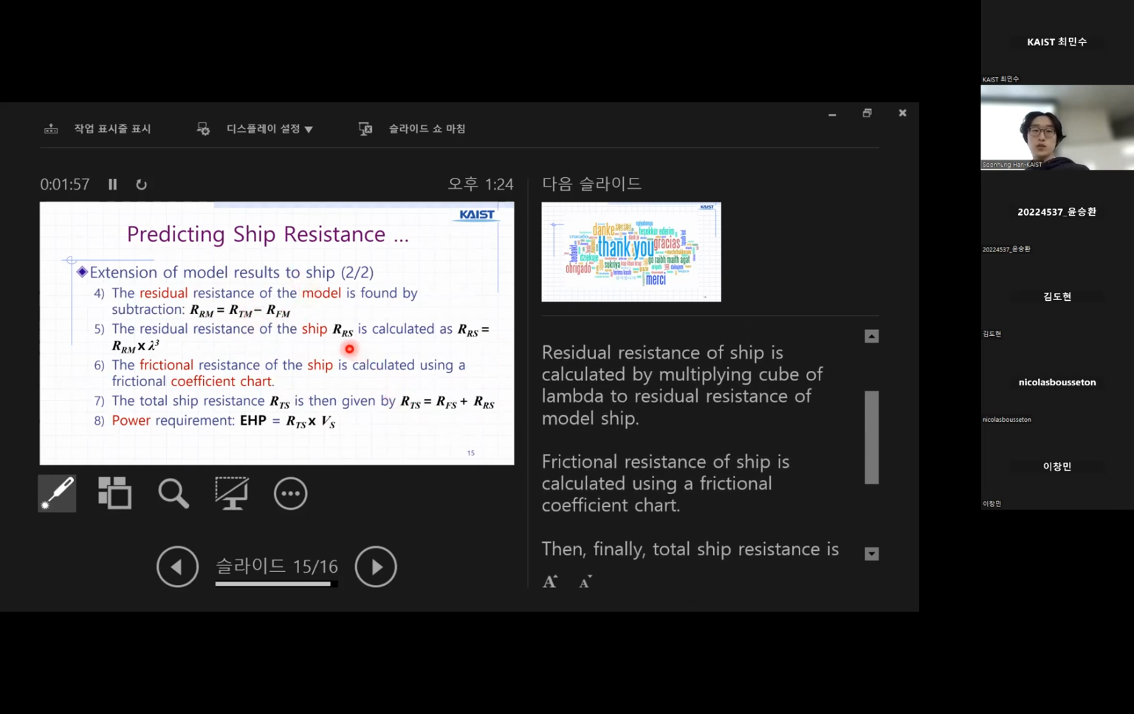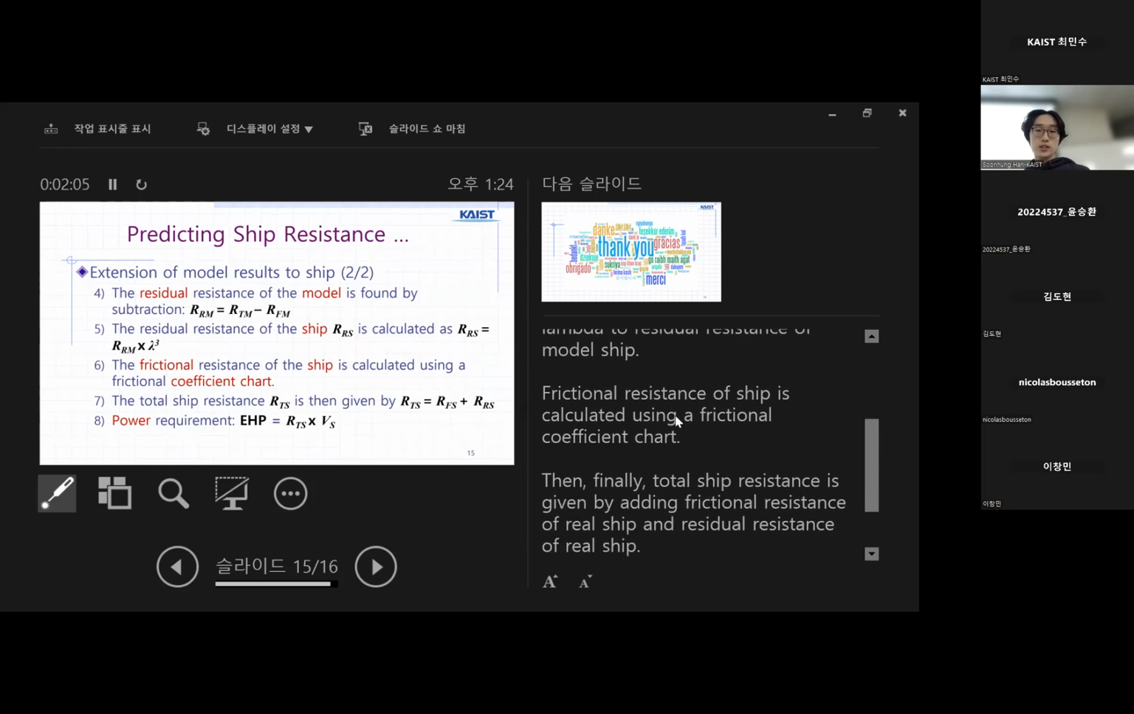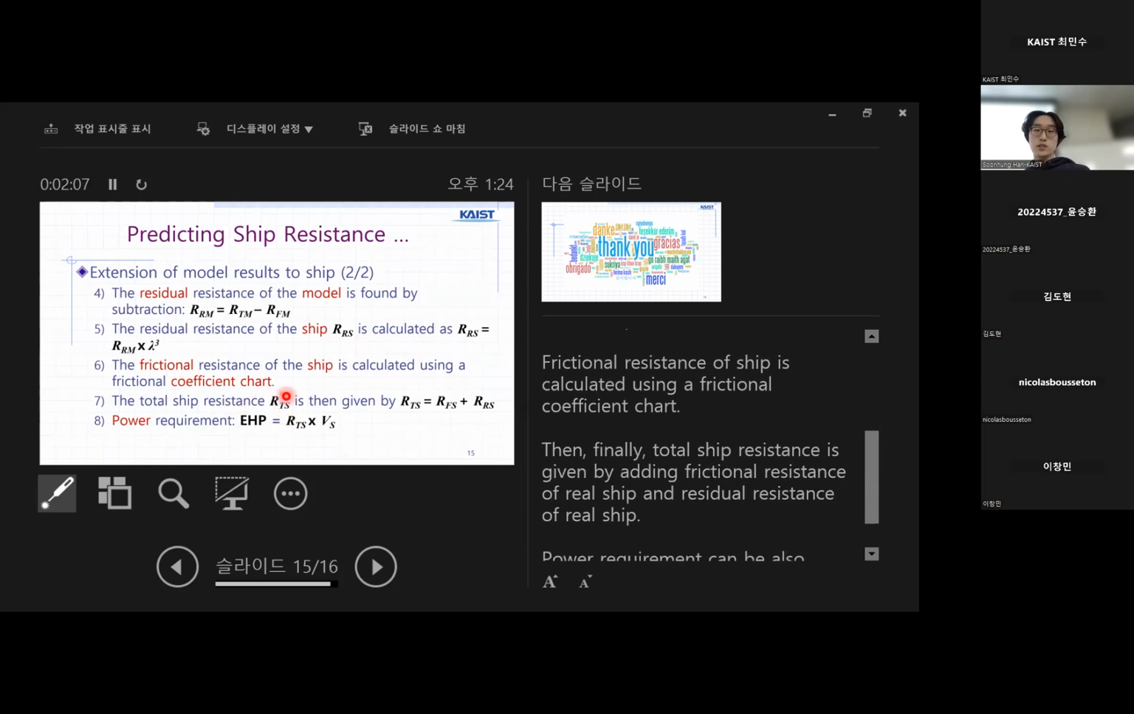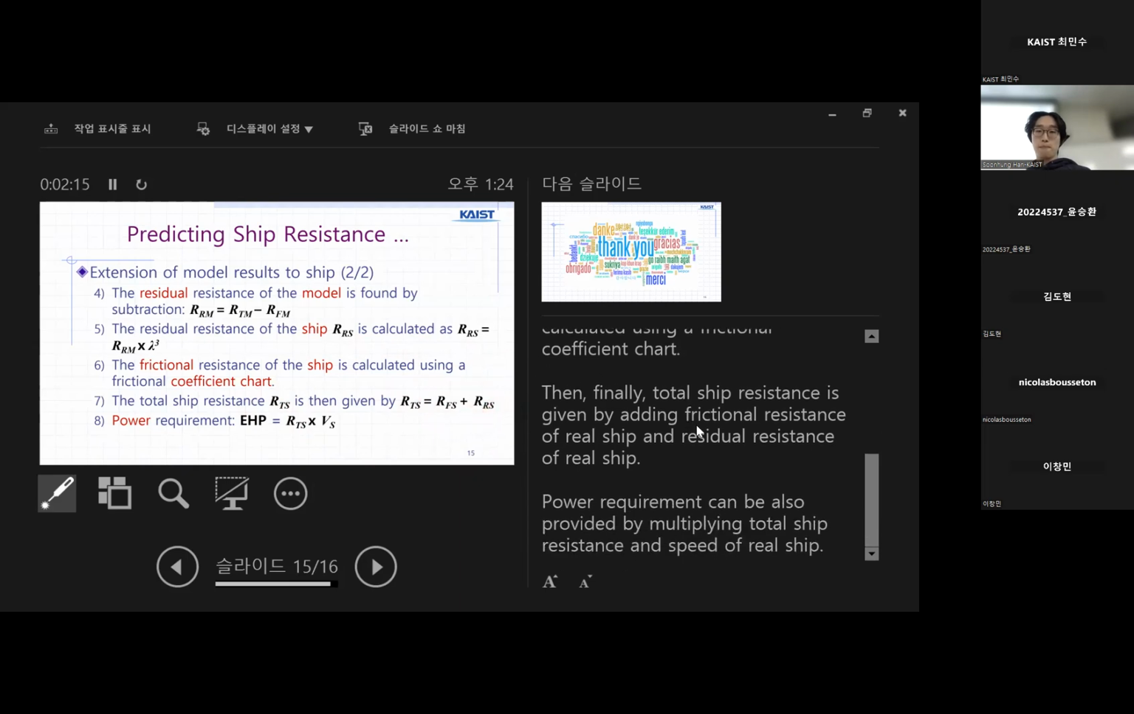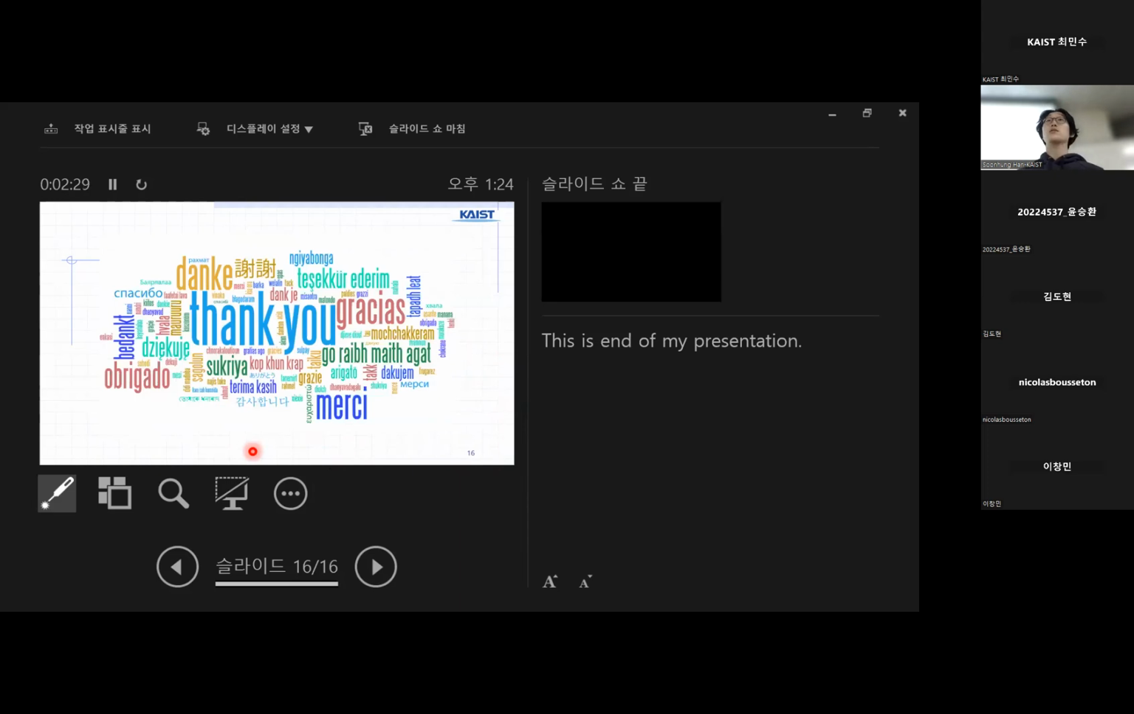Residual resistance of the ship is calculated using a frictional coefficient chart. Then finally, total ship resistance is given by adding the frictional resistance of the real ship and the residual resistance of the real ship. Power requirement can also be provided by multiplying the total ship resistance of the real ship and the speed of the real ship. So this is the end of my presentation.